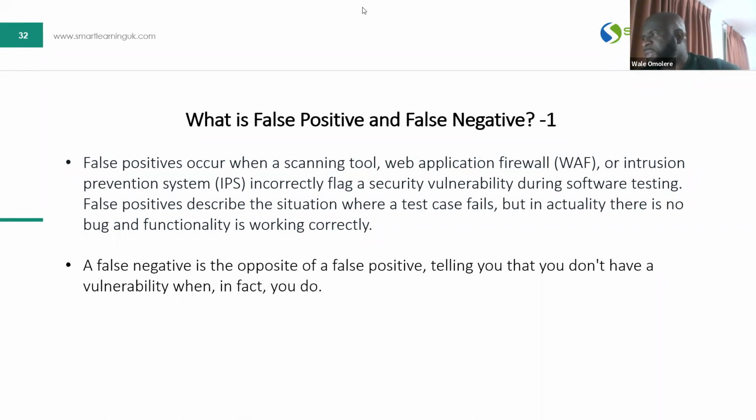Oh, someone said positive. Better safe than sorry. Okay, all right. I think the majority got it right. Negative is much more dangerous than positive. Negative is they are telling you that you do not have a vulnerability when in actual fact, you do. But let's move on quickly.